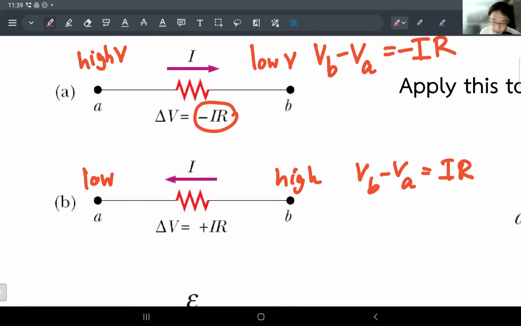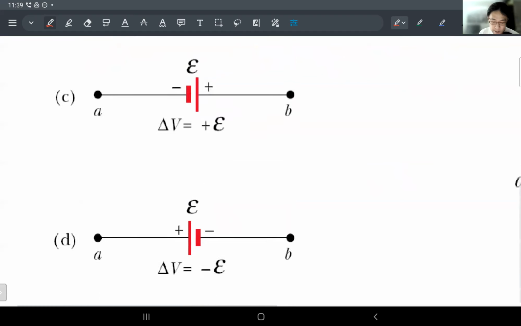But now it's positive, because you're going from A to B, but you are facing the current that is flowing backward. So you're going toward the higher potential. Does that make sense? Not bad. All right, so that's two cases done. Now the other two here.